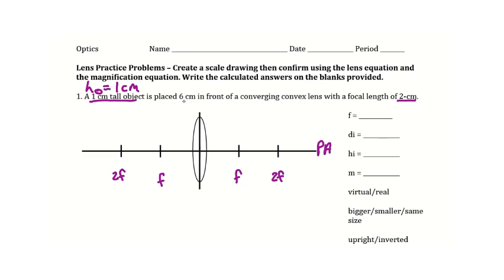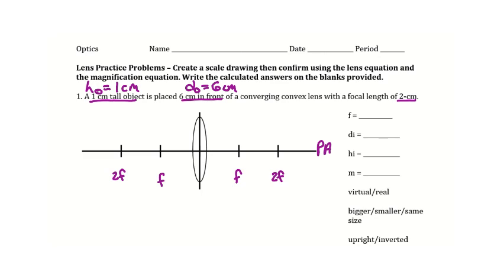Is placed 6 centimeters in front of a converging convex lens. So the 6 centimeters is our object distance. So we're going to abbreviate that distance sub-object, D_O, is 6 centimeters with a focal length of 2 centimeters. So we've taken care of the focal length with the scale drawing that you see.